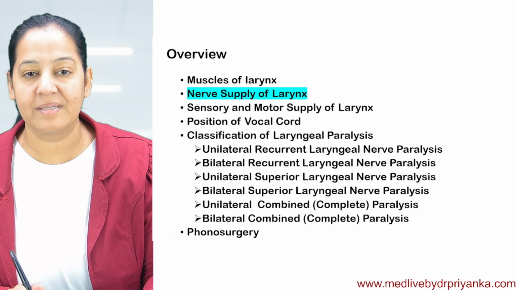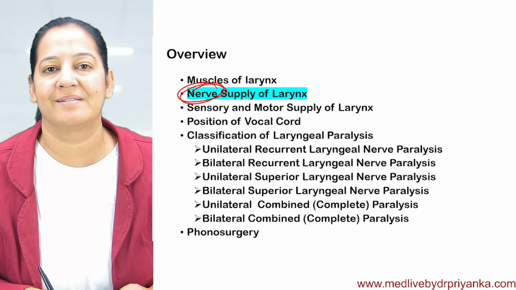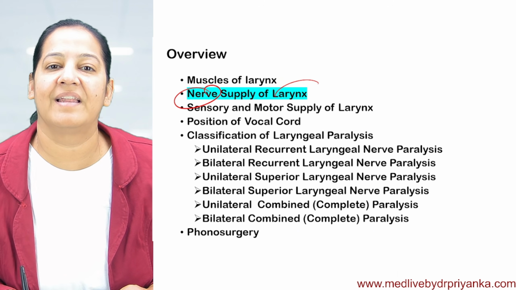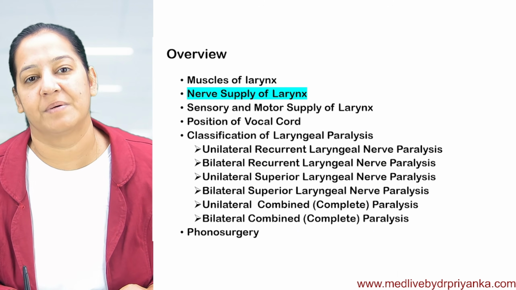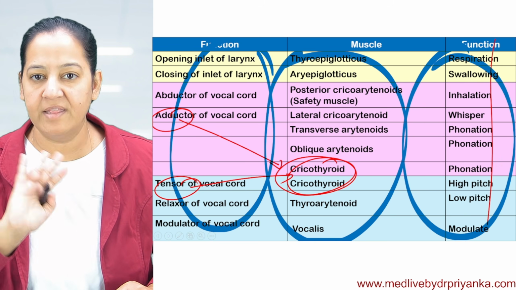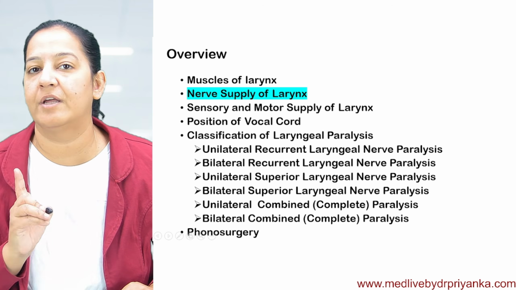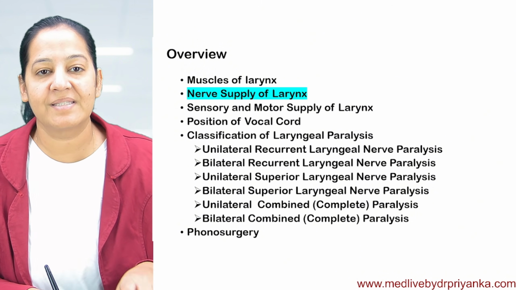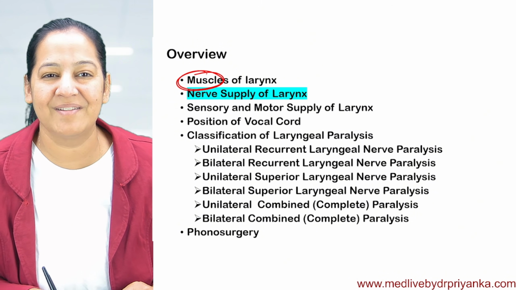If you are done with the muscles, tell me the nerve supply of these muscles. Tell me the nerves. How many nerves are there in the larynx? And which nerve is supplying which muscle? You remember this table. I will add one more column here, the nerves. Now everyone is aware of this table, then only you can proceed ahead. So the muscles of the larynx are done.